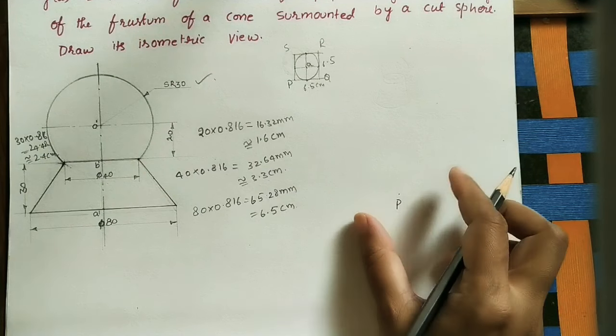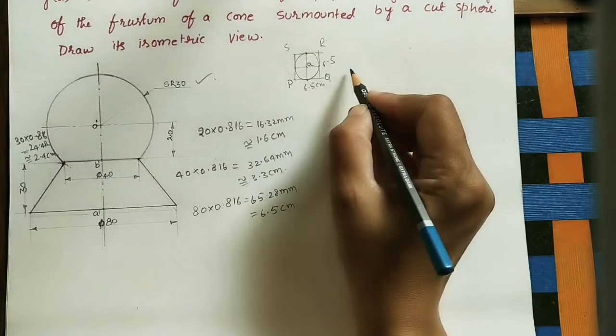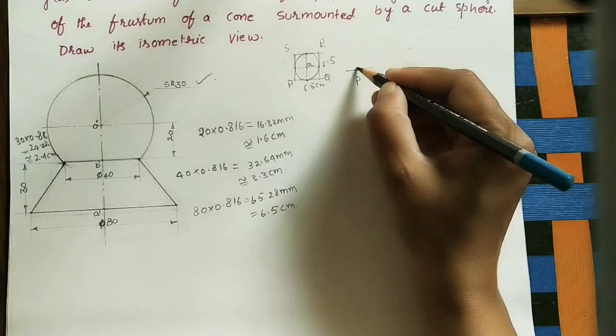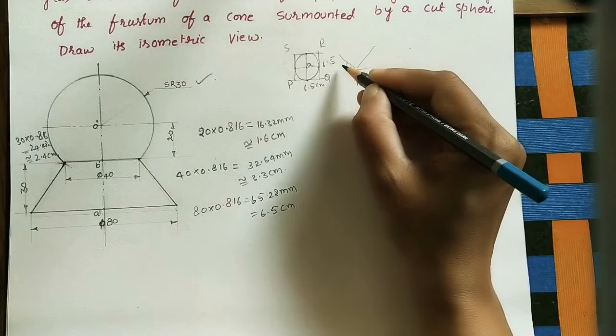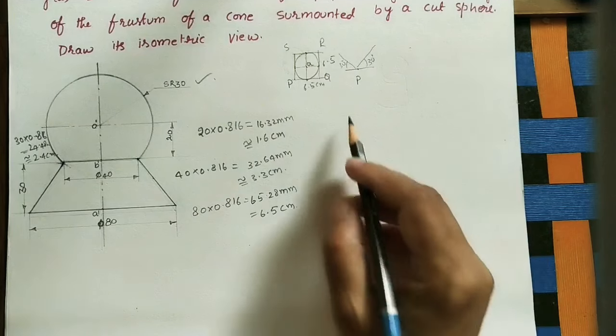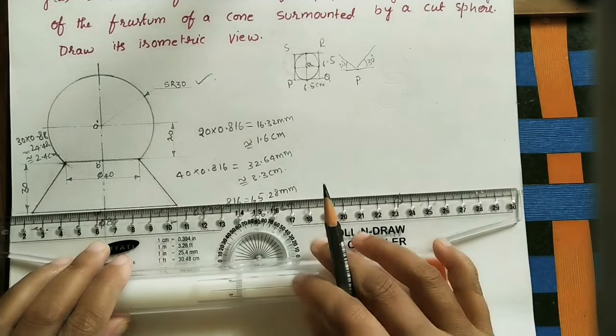Capital letters I am using for isometric view. So at P, I will do roughly. This is the P point. At this P point, we have to do a horizontal line. We have to take 30 degree lines like this. Now I am taking P point. I will do this horizontal line here. So take this as the reference line.